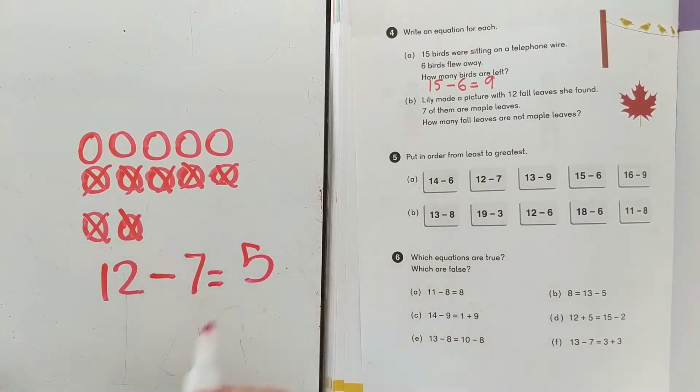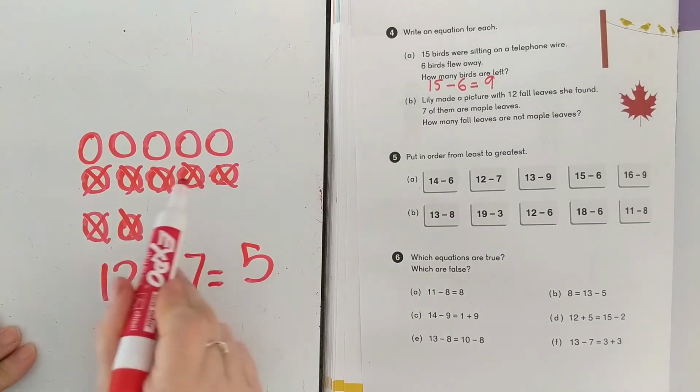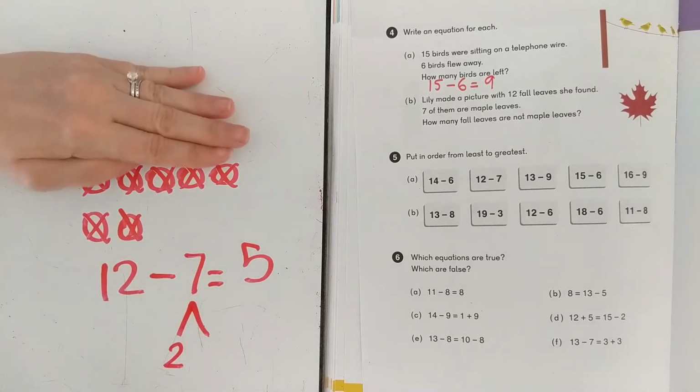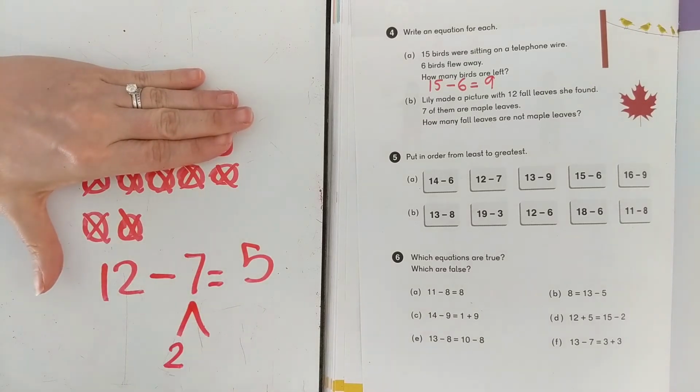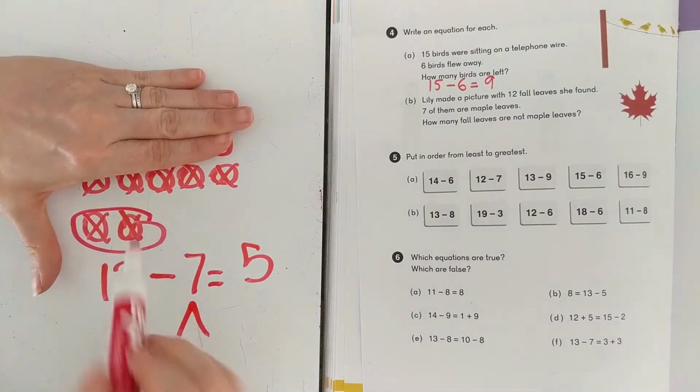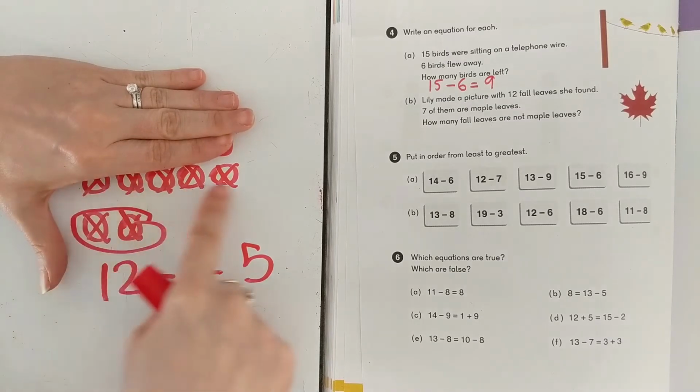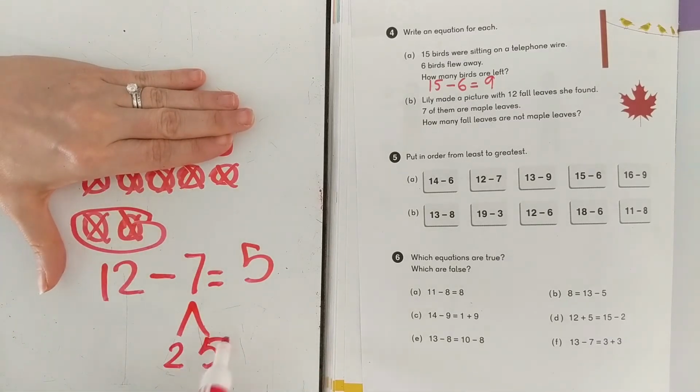We can easily count and see the answer, right? It's 5. But if we were doing it without the picture, we can say inside of that number 7, there is a 2. Where's that 7? 1, 2, 3, 4, 5, 6, 7. Do you see it? Inside that 7, there is a 2. Here's that 2. And there is also a 5. Because 2 plus 5 is 7.